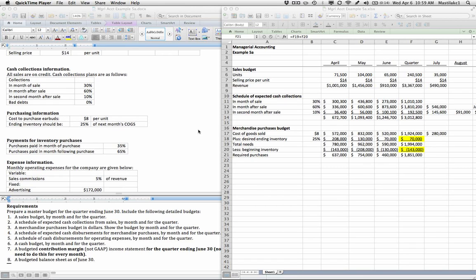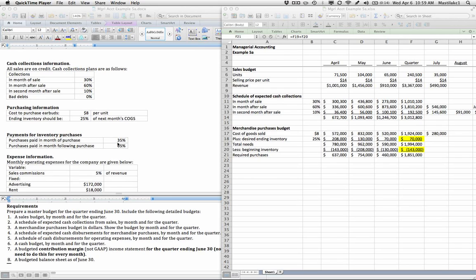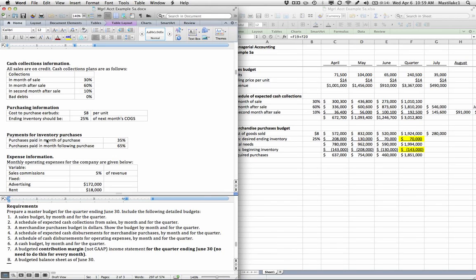Now, just like our customers pay us late, we also get to pay our suppliers late. And so we have a policy of paying our suppliers for our inventory at particular times. So our policy or our expectation is that 35% of what we buy will be paid for in the month we buy it, and 65% of what we buy will be paid for in the month after we buy it.